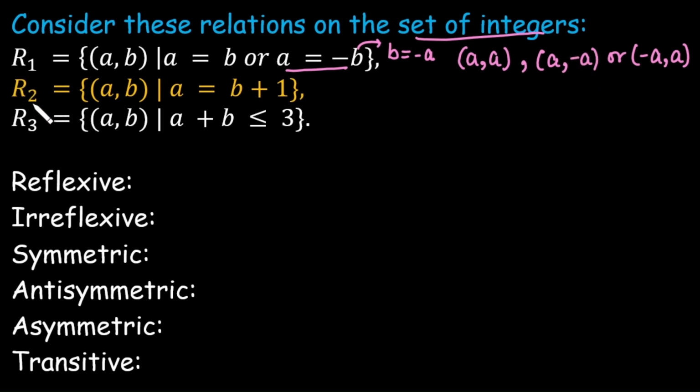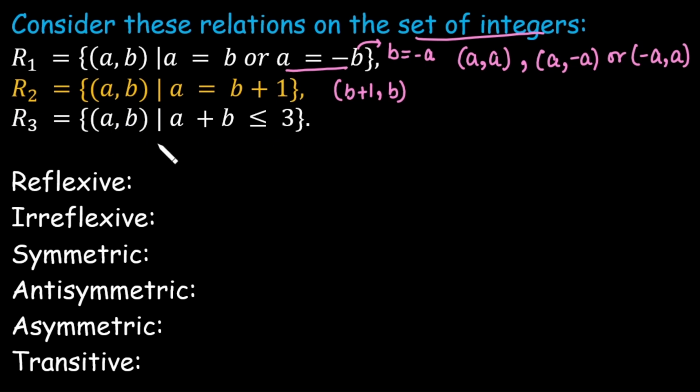The second relation collects all the ordered pairs where A is equal to B plus 1. From here we can write it as (B plus 1, B). Now what is this reflecting? The first element of this ordered pair is plus 1 as compared to the second element. The third relation says to collect all the ordered pairs such that their sum is less than or equal to 3.